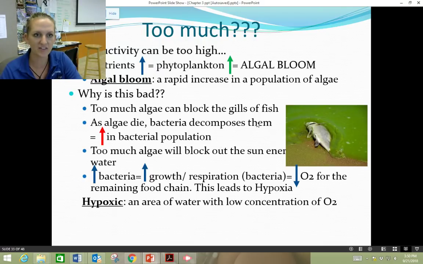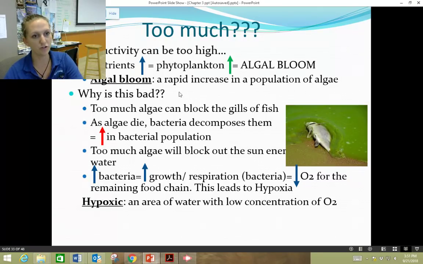Make sure you understand this. Another way to call this is eutrophication. Spelled E-U, trophic, T-R-O-P-H-I-C, ication, A-C-A-T-I-O-N, eutrophication.